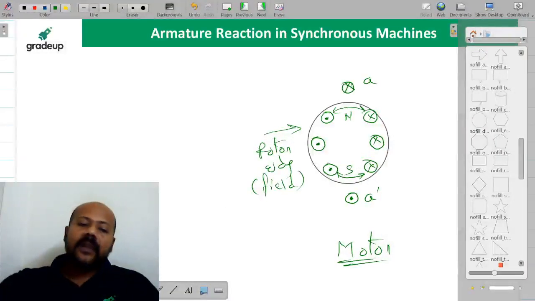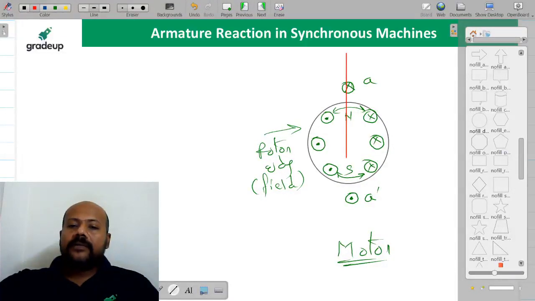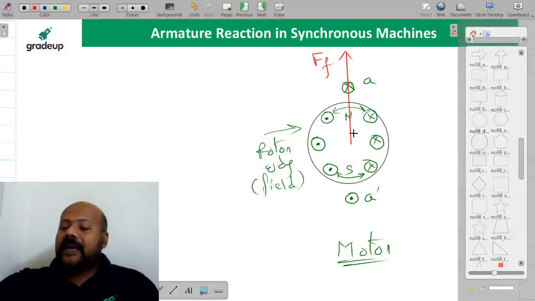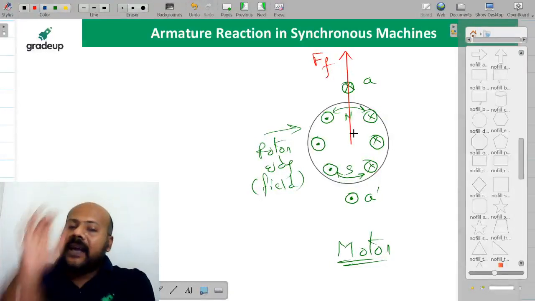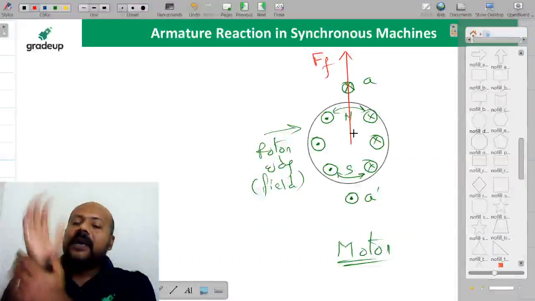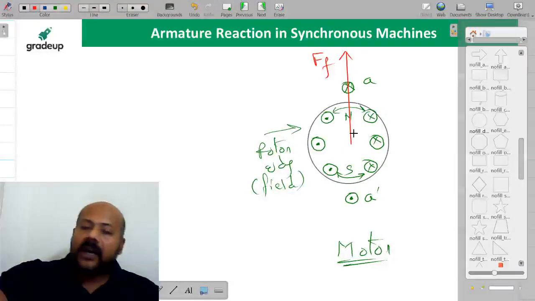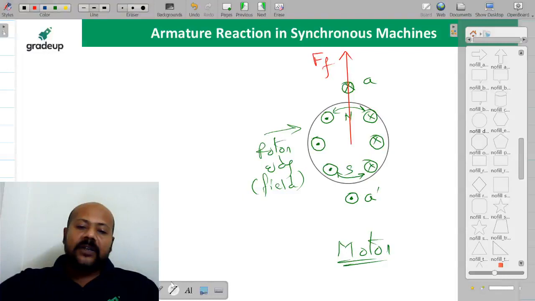Is it clear? Again, you are having the main field flux in this direction. This we are calling FF, the main field MMF. And now if you see the current sense in the armature coil AA dash, it is now being reversed. So if you apply the right hand rule in the direction of current sense, current is coming from the dot and going into the cross, and your thumb is going to point towards the MMF or the flux. So what is the direction of your armature flux? Please see here, it is going to be in this direction. This is going to be the direction of armature flux.